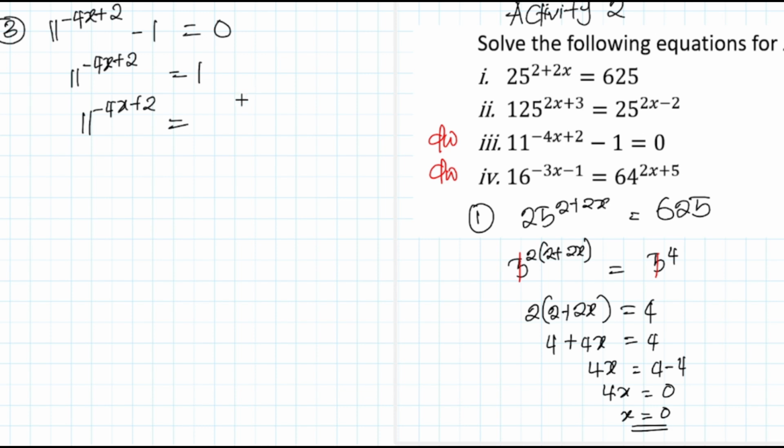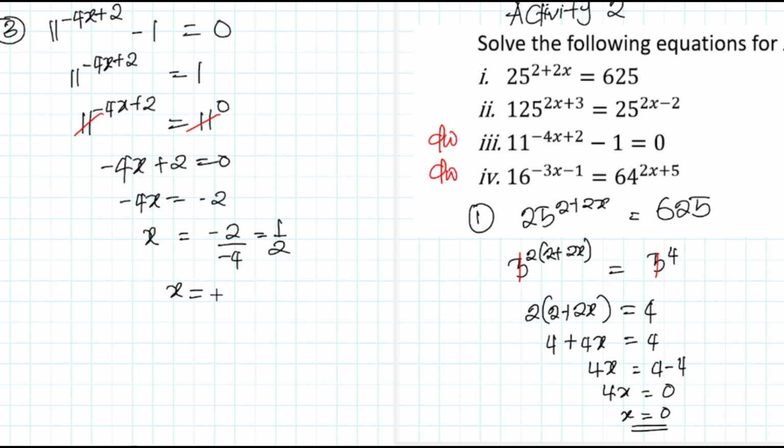Because any number raised to power 0 is what? So we do 11 raised to power 0. Now that they have the same base, we equate the powers. So that will be minus 4x plus 2 equals 0, or minus 4x equals minus 2, x equals minus 2 all over minus 4, which is 1 over 2. So therefore x equals 1 over 2. So this is how you solve this kind of equation, guys. You're going to mark the steps and award yourself. If you get it up to this place, mark here, mark here, and mark here. So this is 2, 2, 1.